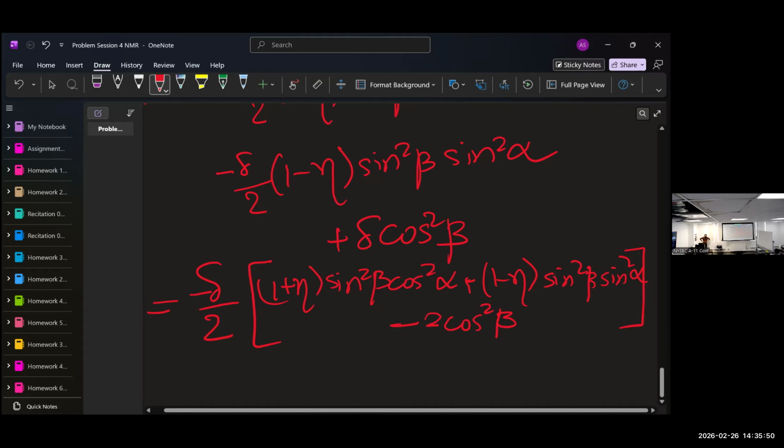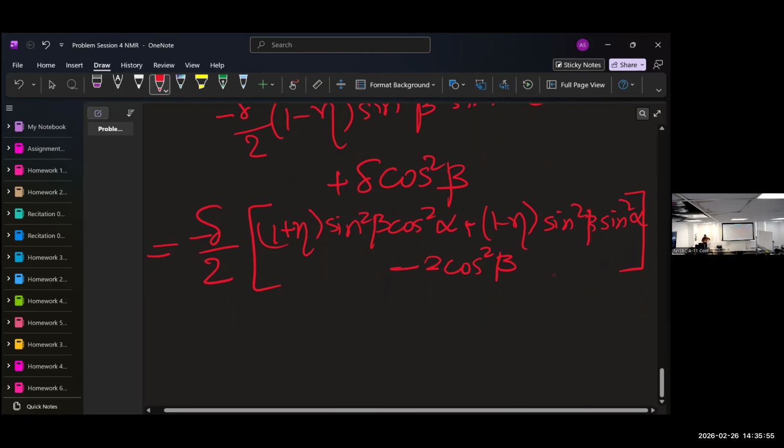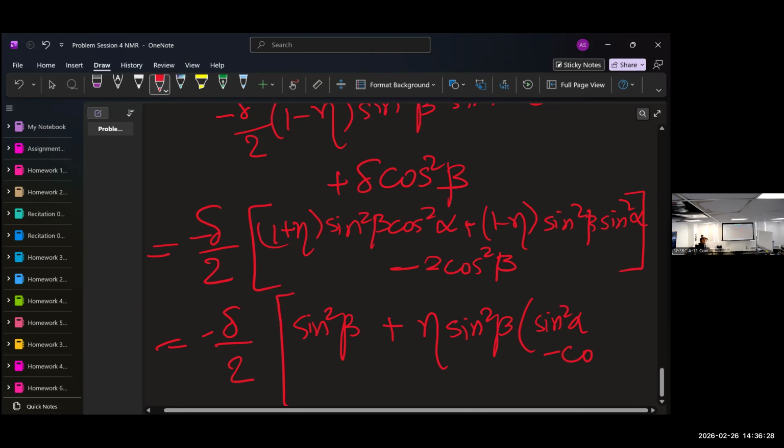Take out common sine squared beta from the first and second term, the cos squared alpha plus all these. Yeah, there's eta hanging out on one side, but it's not hanging on the other side. Right? So I can do that, which is equal to cos squared alpha plus sine squared alpha is equal to 1. Out that goes. Right?